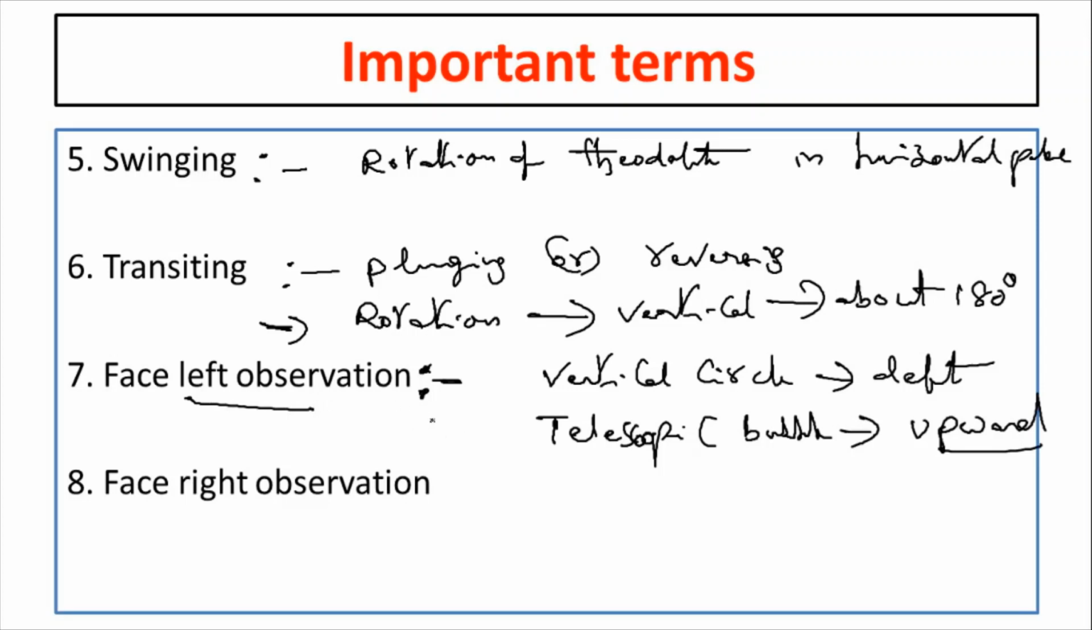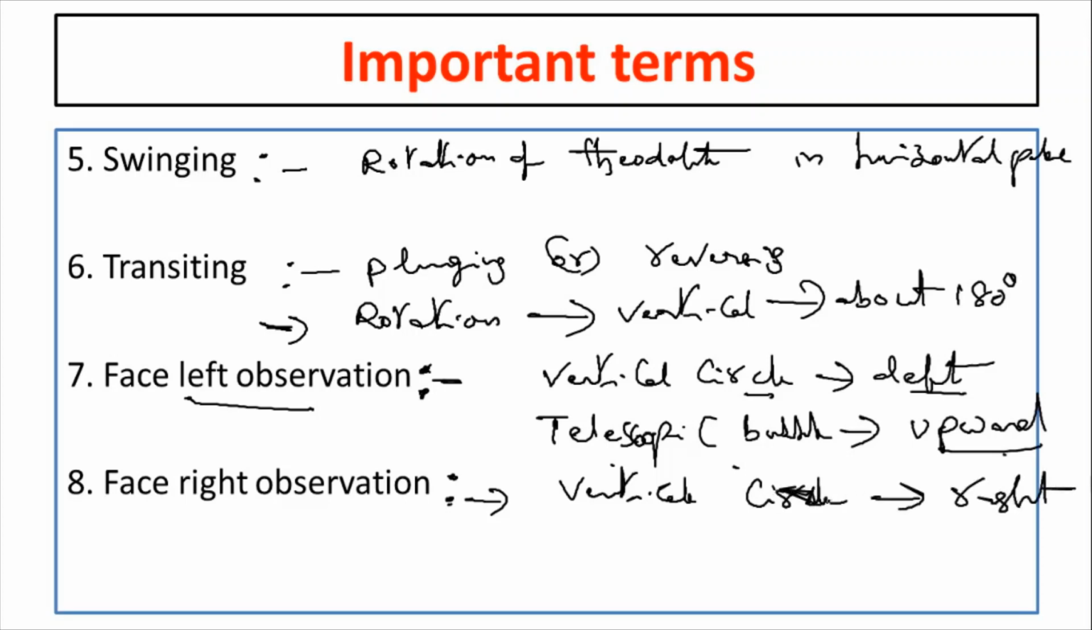Again, in the face left condition, the vertical circle lies on the left side of the telescope and the telescopic bubble lies on the upward side of the telescope. Now in the face right observation, the vertical circle lies on the right side, and the telescopic bubble lies on the downward side of the telescope. So remember that you have to take both face left observation as well as face right observation.